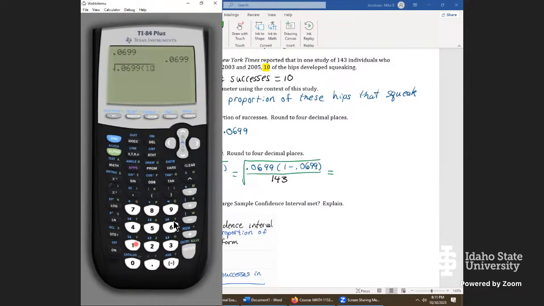A parenthesis, 1 minus, that's just copying the formula. Then up arrow and enter, brings it right back down again. Close that parenthesis, divide by 143. And to me, that's probably about the fastest you could ever calculate that. The value I'm getting on this is 0.0213. It would round down to 0.0213. Yeah, go ahead.